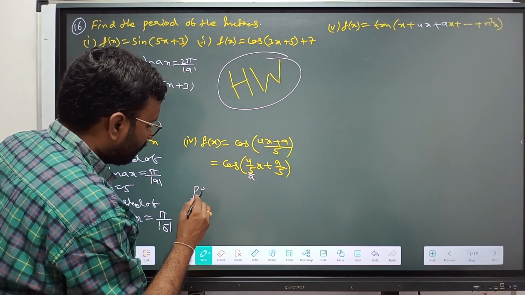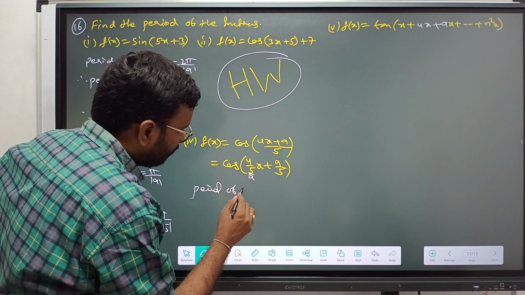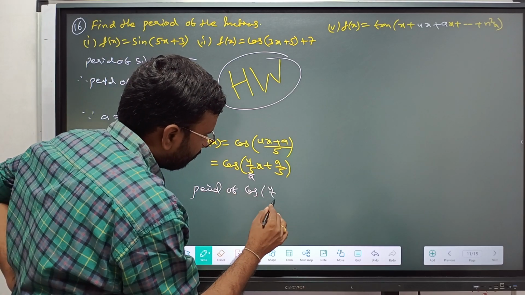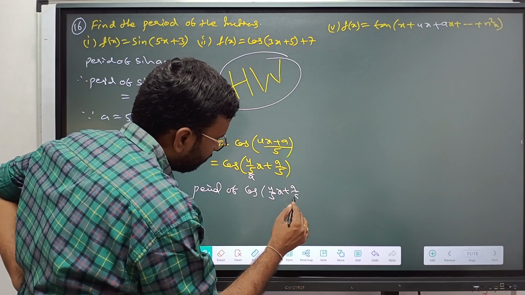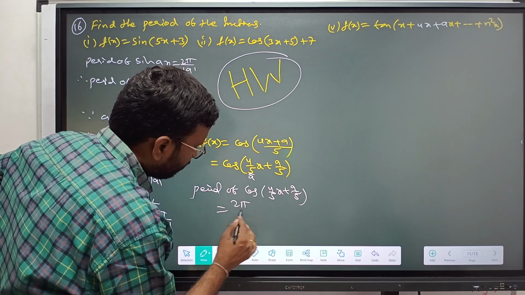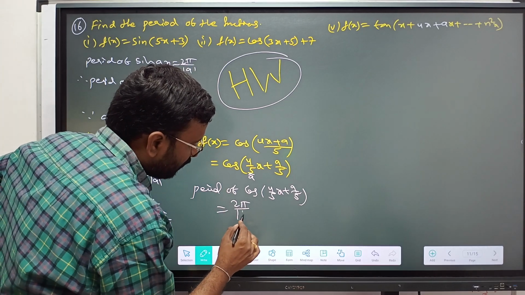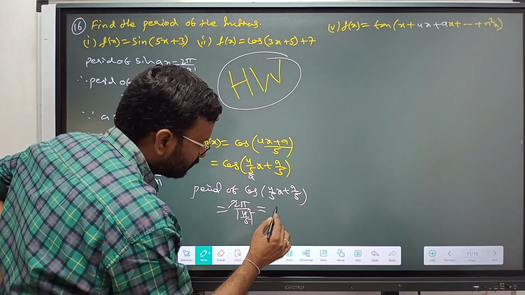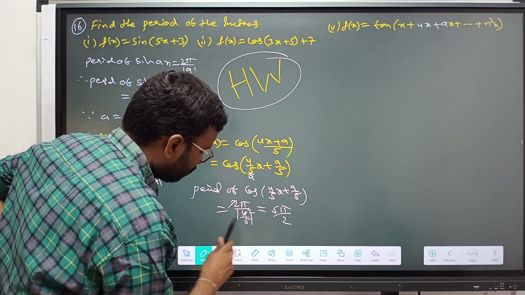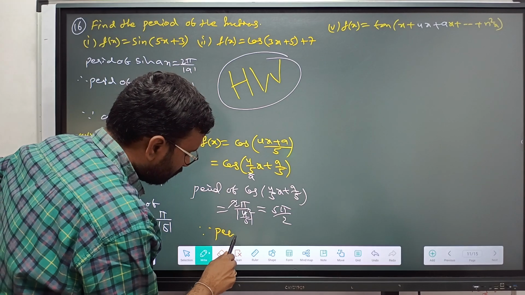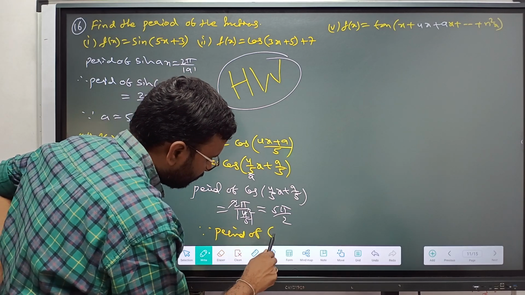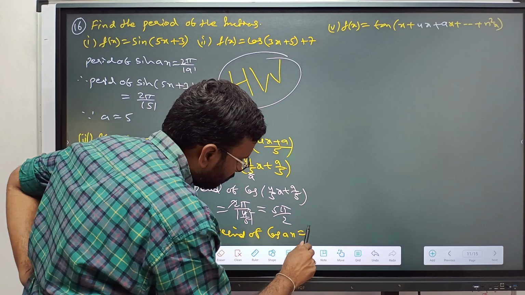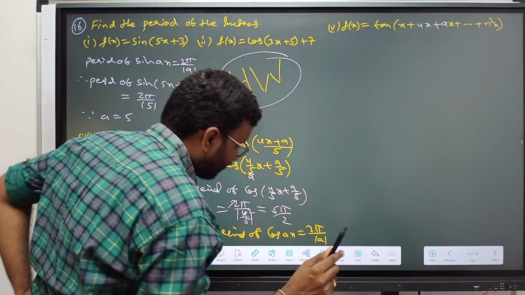So period of cos of 4 by 5x plus 9 by 5 is equal to 2 pi by mod a, means mod 4 by 5, which is positive. 2 1 ja 2 2 ja cancel, which is 5 pi by 2. Since period of cos ax is equal to 2 pi by mod a.